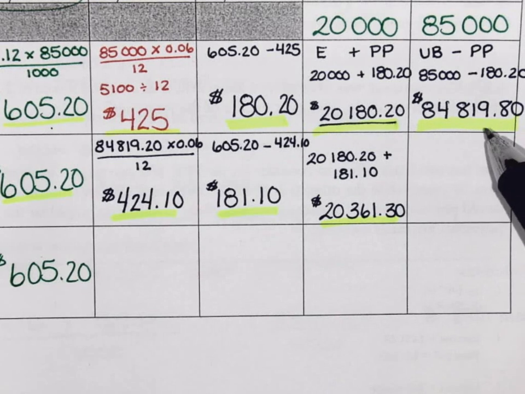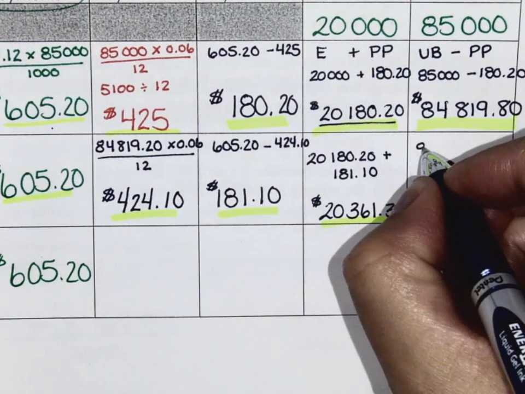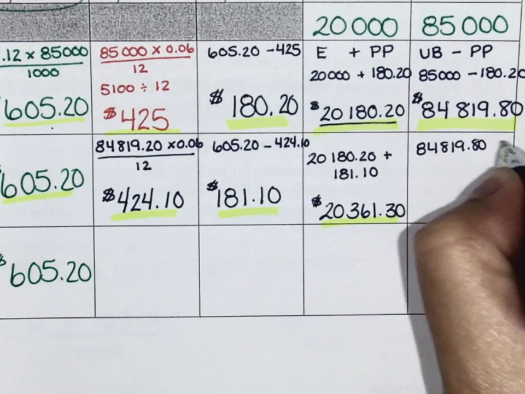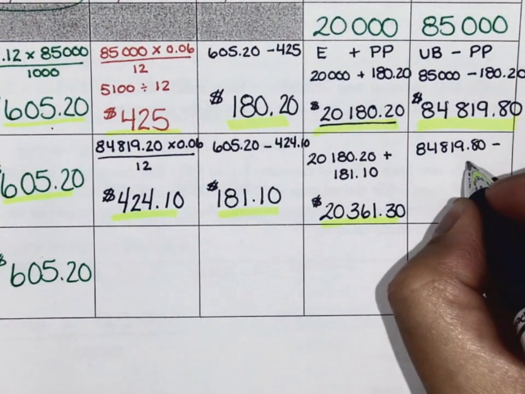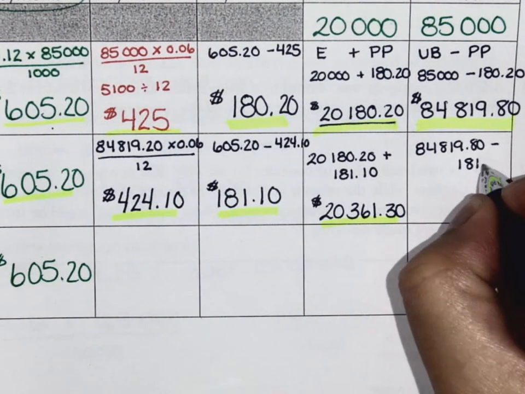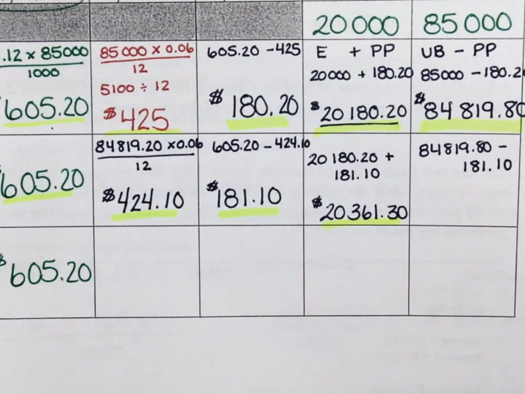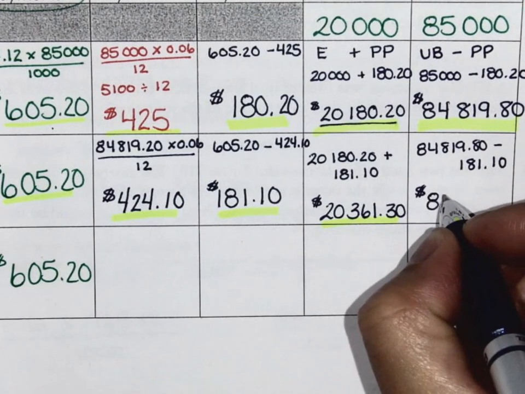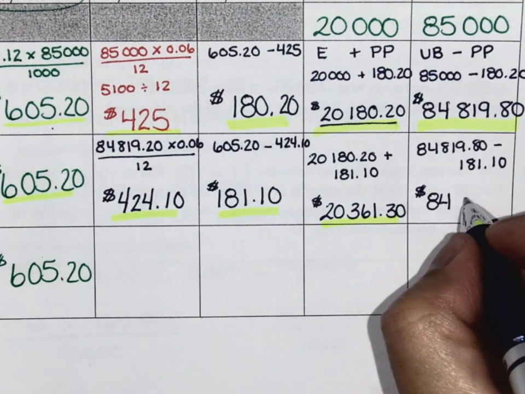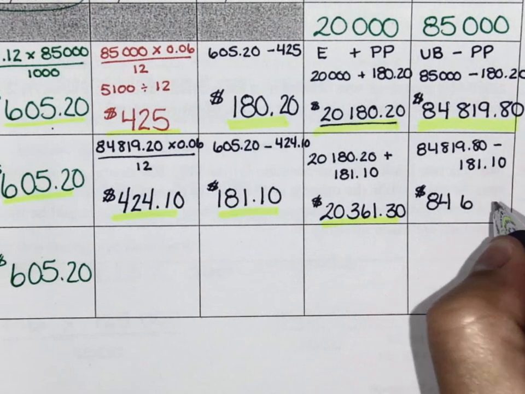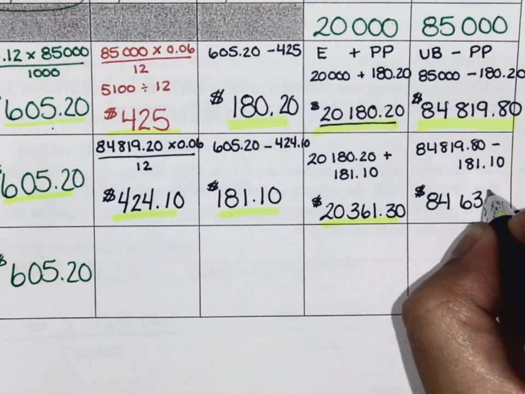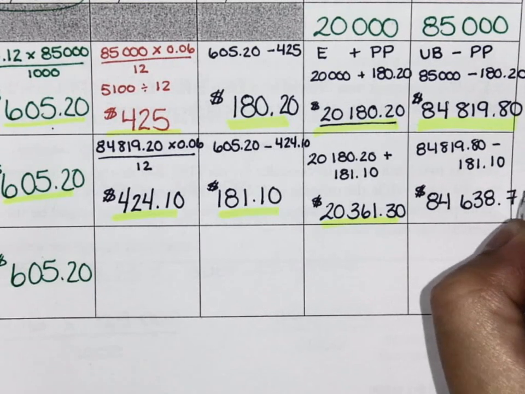And then we're going to take what we owe from the previous line, $84,819.80. And we're going to minus that principal payment from it, which was $181.10. So now we only owe $84, wouldn't that be nice? $84,638.70.